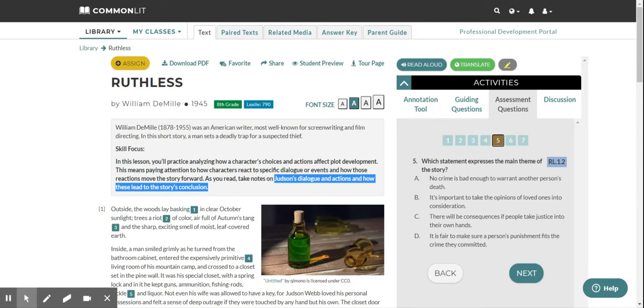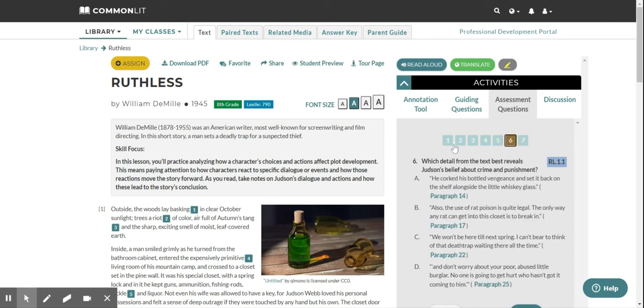Number 5, which statement expresses the main theme of the story? You have to think about what the problem was, what is the conflict, how is the conflict resolved, how does the problem end, and then what is the result of that? How does the story end? So you have to think about that. What is the message, the main lesson we're supposed to learn out of this story? Which detail from the text best reveals Judson's belief about crime and punishment? You're going to have to see what he says here. What does it show about his attitude, his belief about crime and punishment?